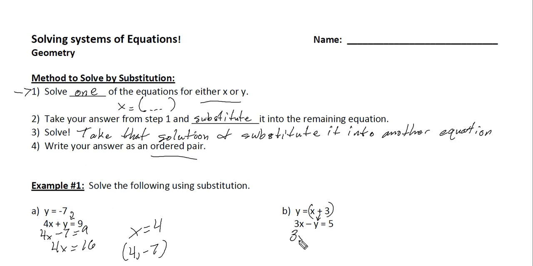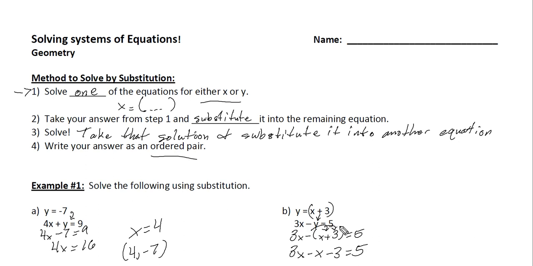If we rewrite this, notice I put parentheses around x plus 3 because we have to plug that whole thing in. So we have 3x minus this whole thing. Those parentheses are really important, right? Because not only are we subtracting x, but we're also subtracting 3. We're subtracting that whole thing. So I'm just going to rewrite that: 3x minus x minus 3.